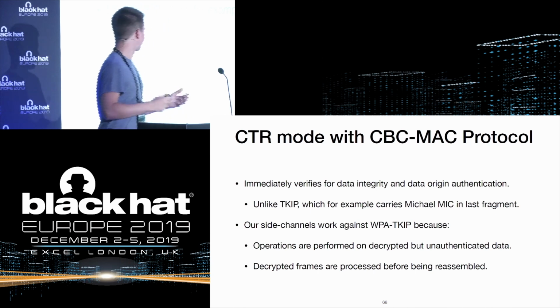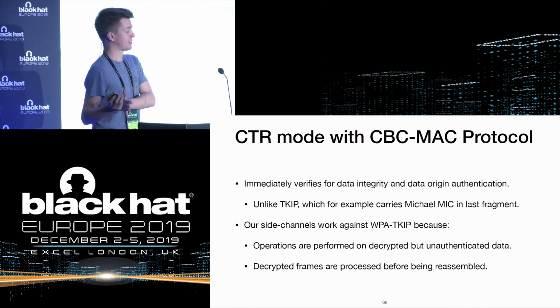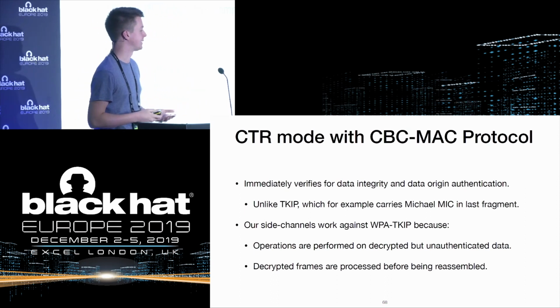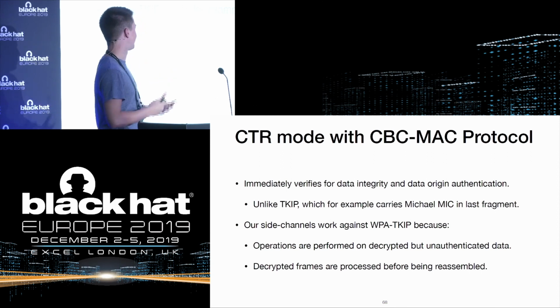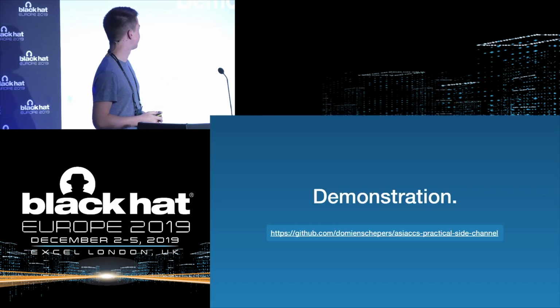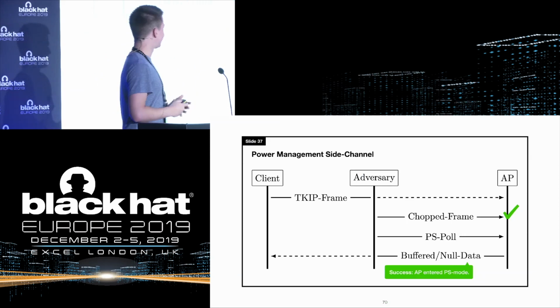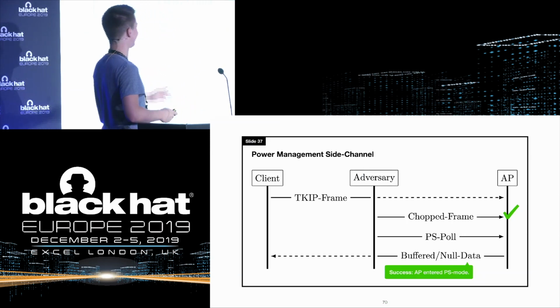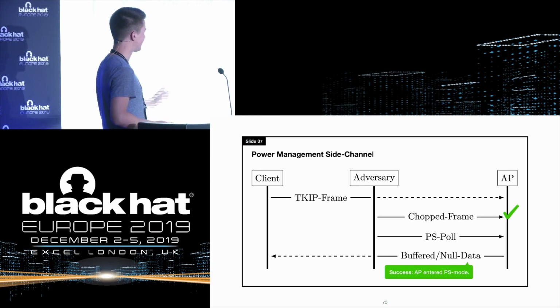So to summarize, our side channels work against TKIP because TKIP will perform operations on decrypted but unauthenticated data, and they are processed before being reassembled. There was a demonstration coming if my laptop worked, but luckily I added some screenshots of this as well, so we can run over these.